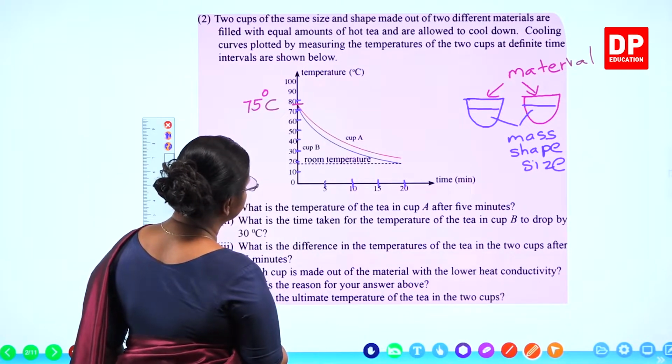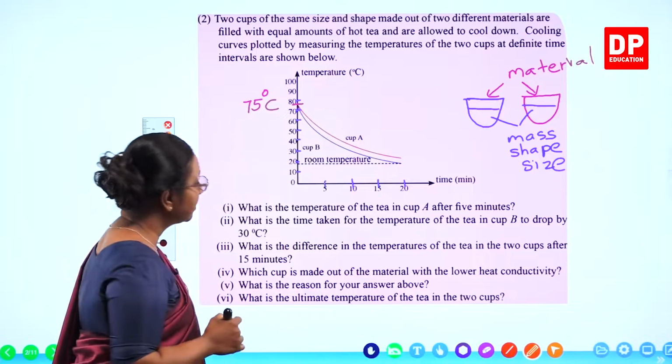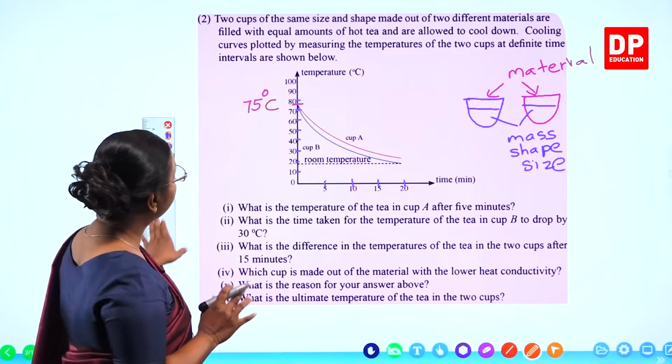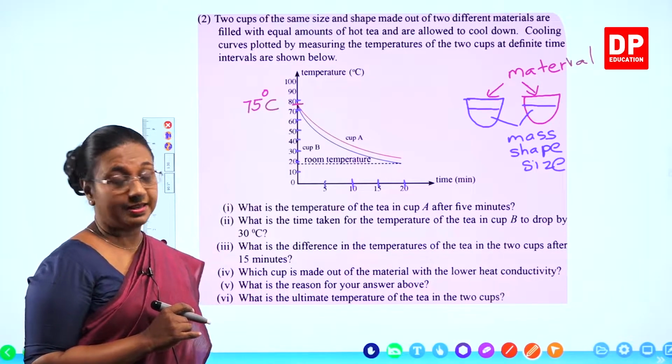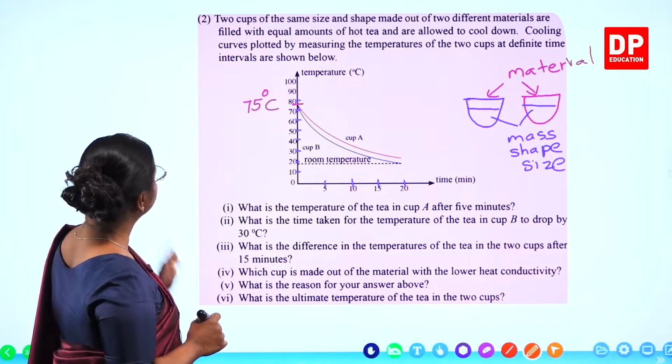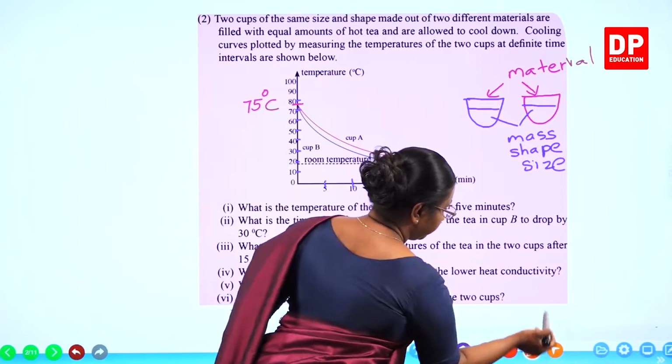That is slightly less than 20 degrees Celsius. So that is how the cooling curve is. So using this, now we will try to answer the questions.